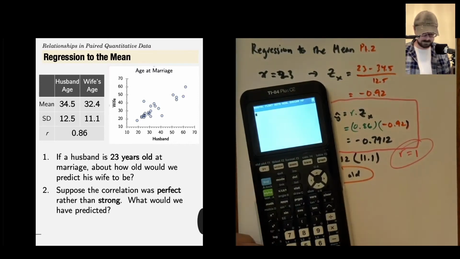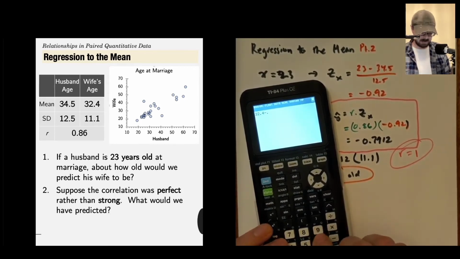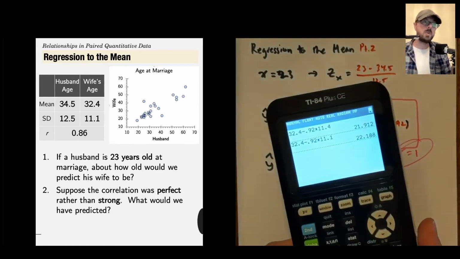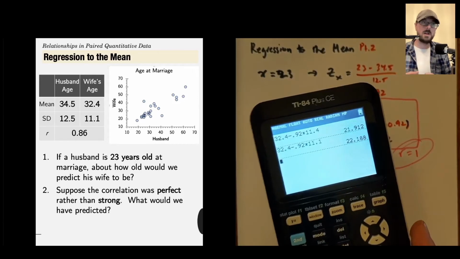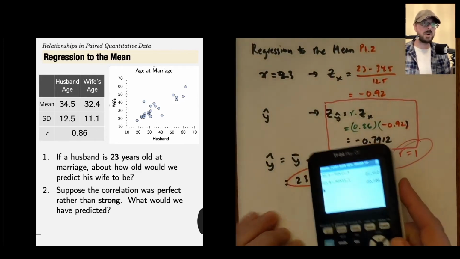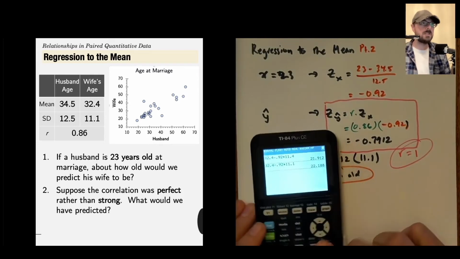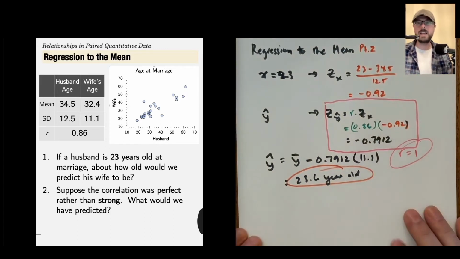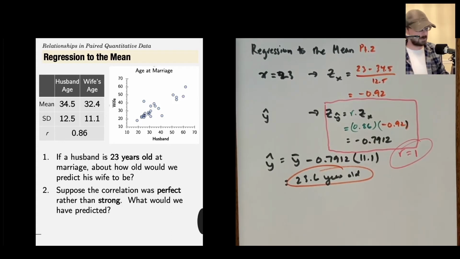In that situation, if it was perfectly strong, which it wasn't, then we would have simply gone down, 32.4 minus 0.92 times the length of a standard deviation. If only I could type things in my calculator correctly today. That would say 22.188. So if there was a perfectly strong correlation, then the wife would have been just as far below average as the husband. But of course, it wasn't exactly perfectly strong. It was 0.86. So that's the idea of regression to the mean. We make our predictions a little bit closer to average when there's a less than perfect association between our variables.